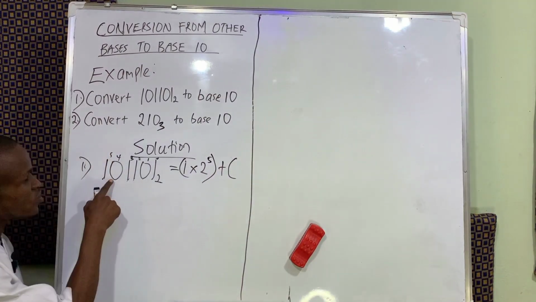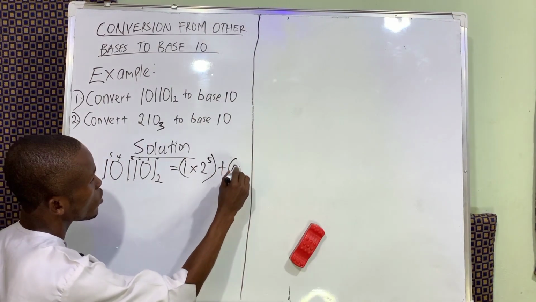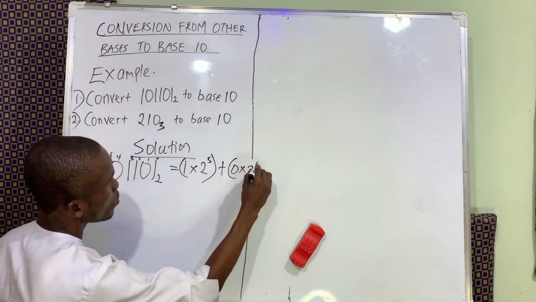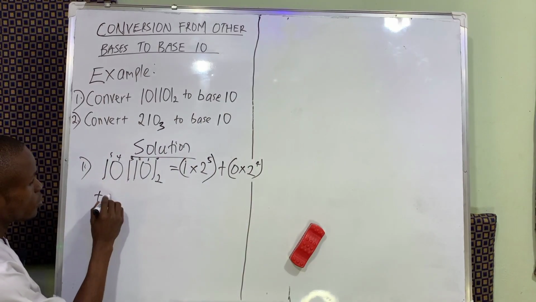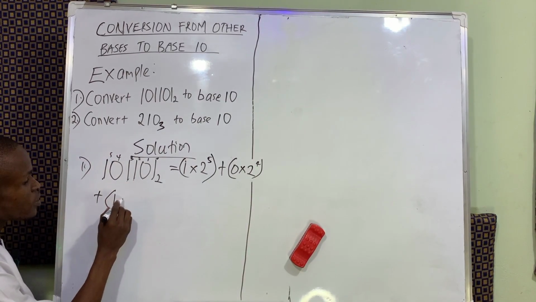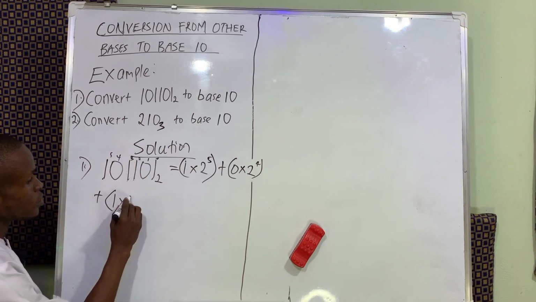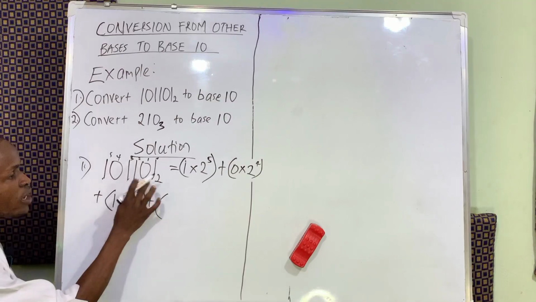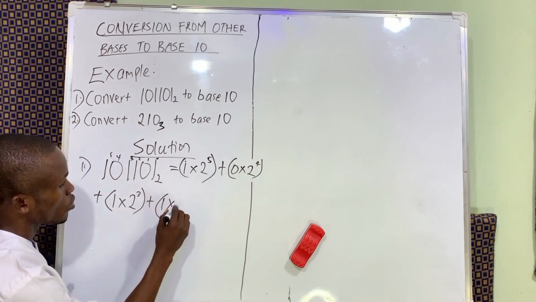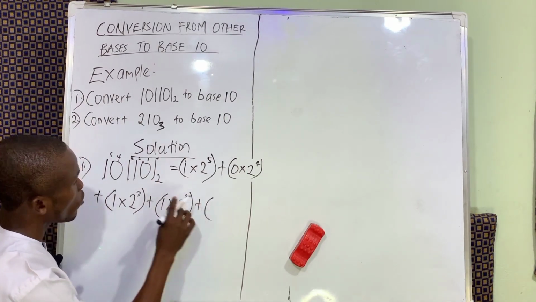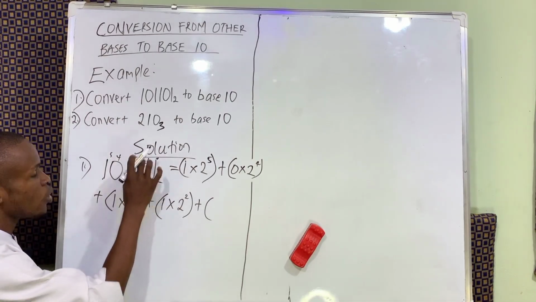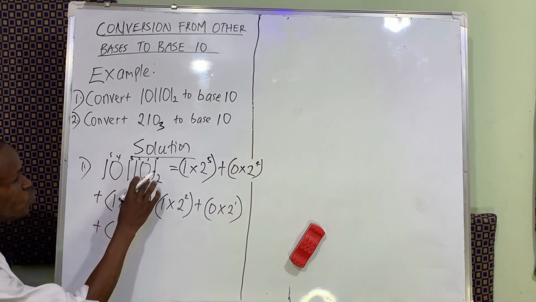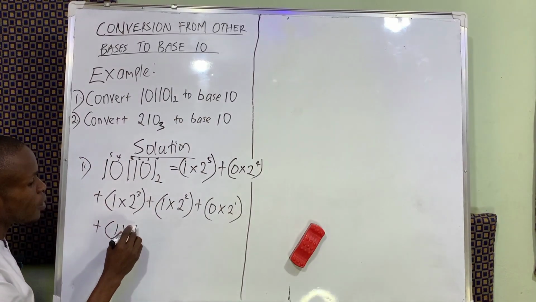Plus, the next number is 0. So we have 0 times 2 to the power of 4. Plus, the next number is 1. We have 1 times 2 to the power of 3. Plus, the next number is 1. We have 1 times 2 to the power of 2. Plus, the next number is 0. We have 0 times 2 to the power of 1. Plus, the last number is 1. We have 1 times 2 to the power of 0.